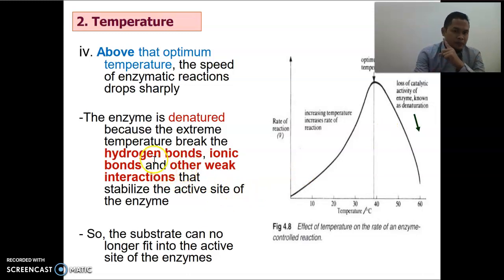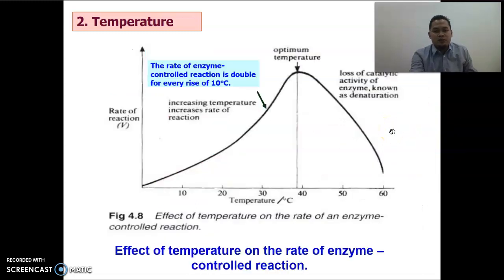Yang pertama adalah hydrogen bond. Yang kedua ionic bond. Yang ketiga ada weak interaction, di mana kesemua ikatan ni penting untuk maintain 3-dimensional shape of the structure of the enzyme. Jadi apabila ikatan-ikatan itu dimusnahkan, broken down, maka enzim ini akan jadi denatured so that the substrate no longer fit with the active site. Sebab itulah the rate of reaction akan turun, decrease apabila temperature above the optimum.